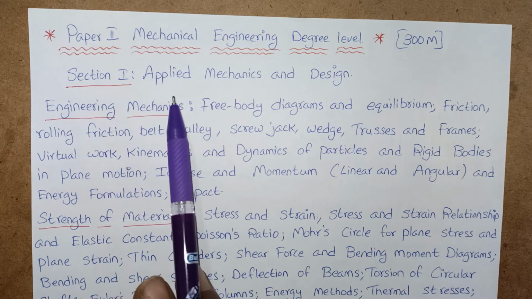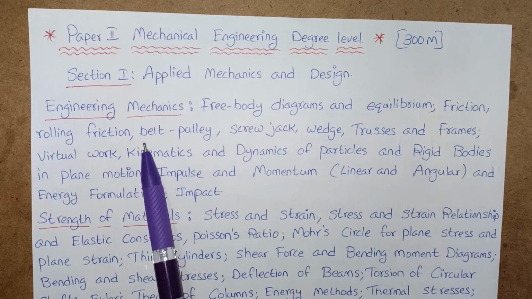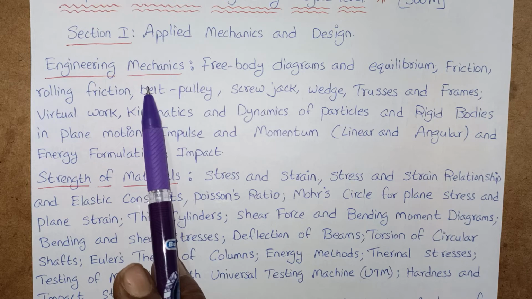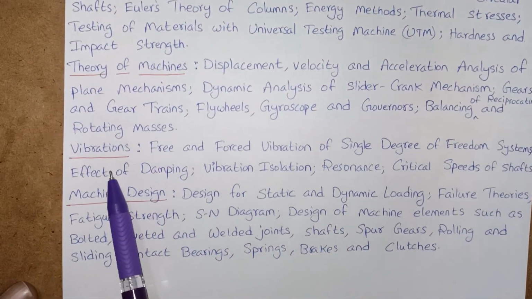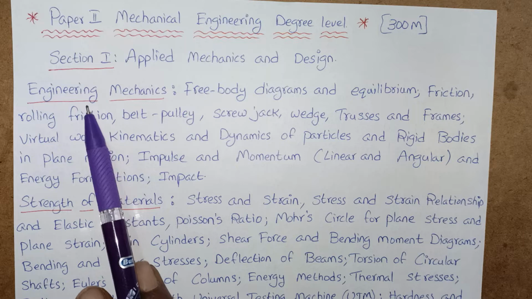Section 1 is applied mechanics and design. Here we are having subtopics like engineering mechanics, strength of materials, theory of machines, vibrations and machine design. So first is engineering mechanics.